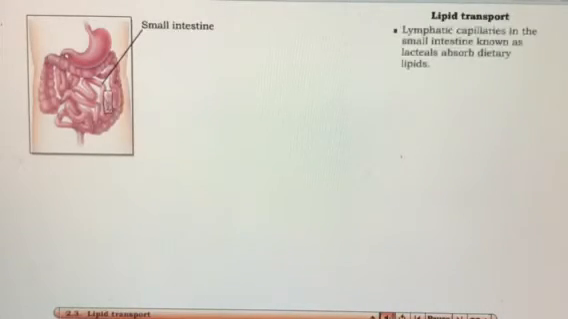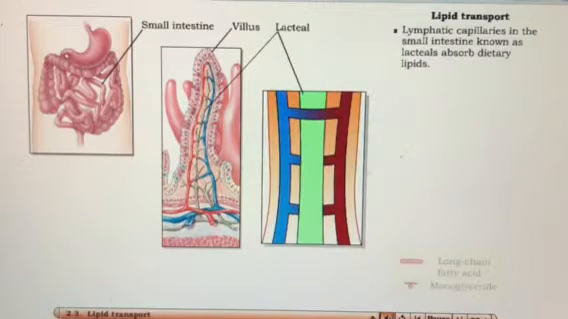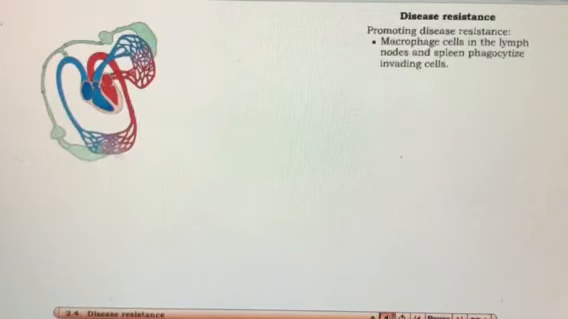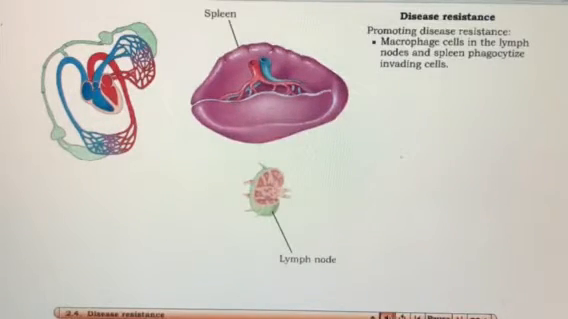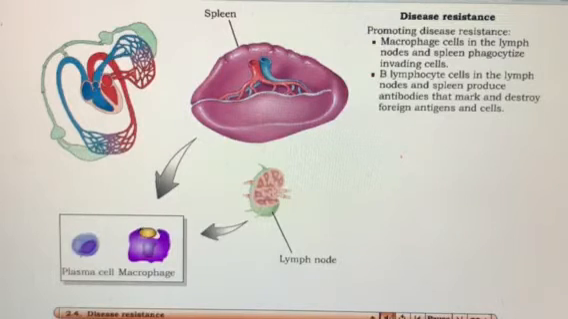The lymphatic system also absorbs lipids and lipid-soluble vitamins A, D, E, and K via lacteals in the small intestine. Macrophage cells found in the lymph nodes and spleen phagocytize invading cells. B lymphocyte cells in lymph nodes and the spleen produce antibodies that mark and destroy foreign antigens in cells.